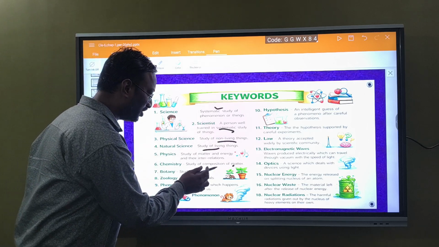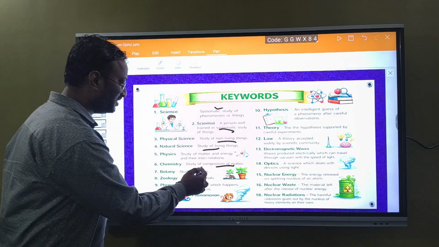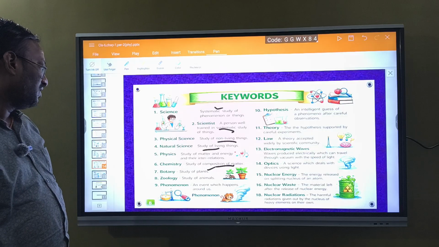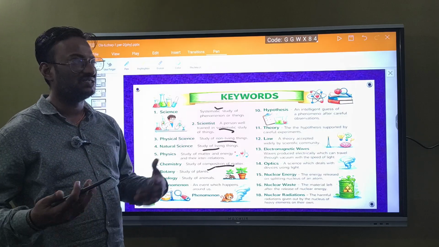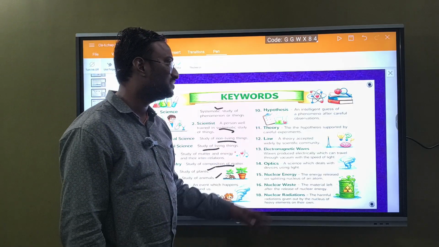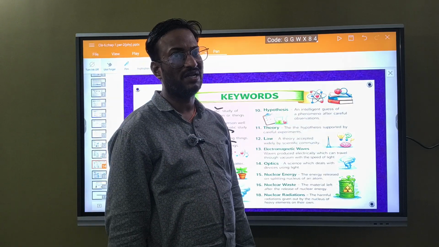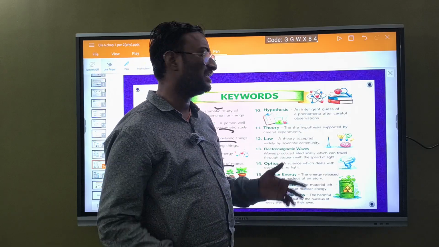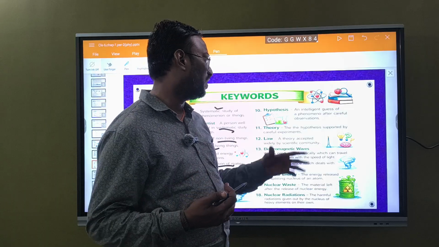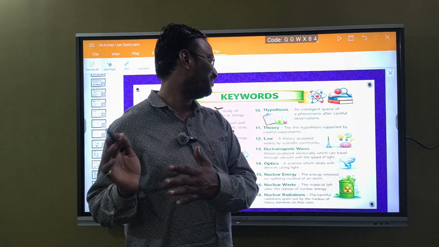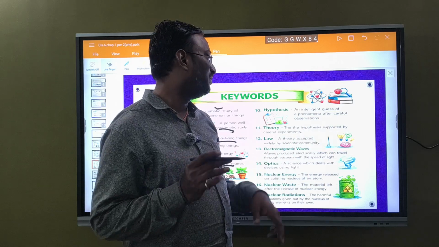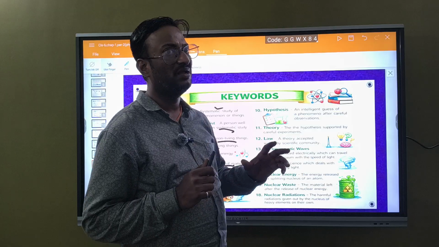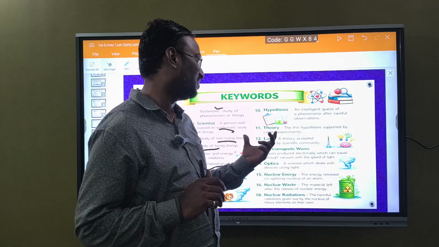Chemistry is the study of the composition of matter. Botany is the study of plants. Zoology is the study of animals. A phenomenon is an event which happens around us. A hypothesis is an intelligent guess about a phenomenon after careful observations. A theory is a hypothesis supported by careful experiments. A law is a theory widely accepted by scientists through experiments.